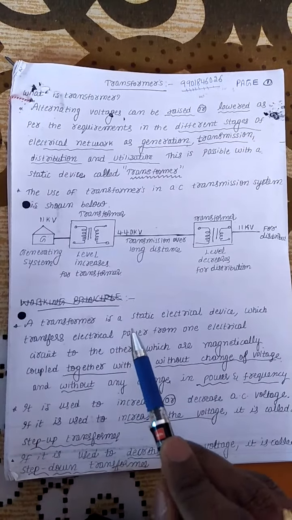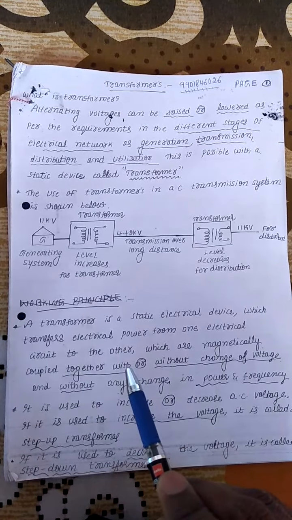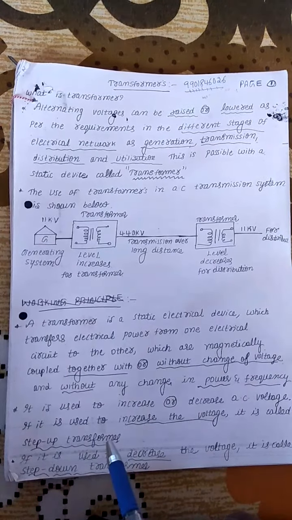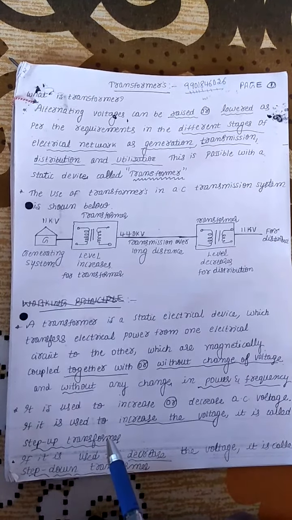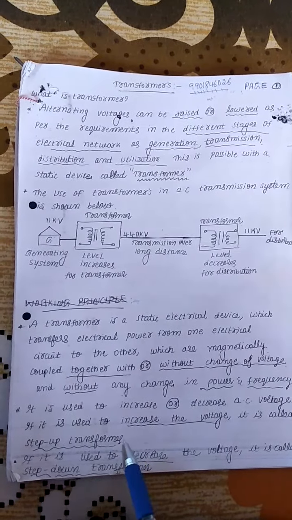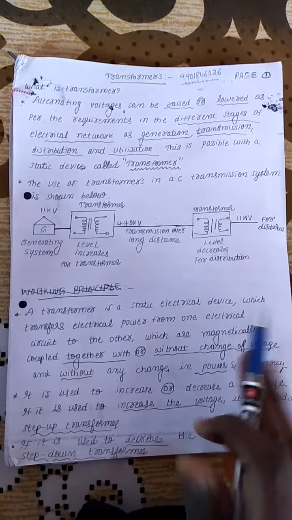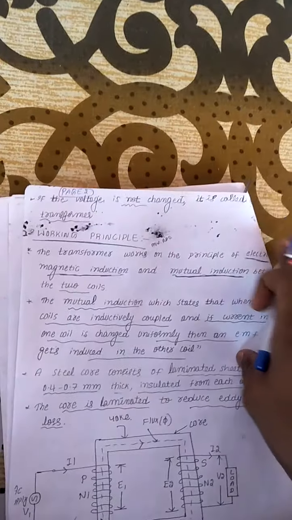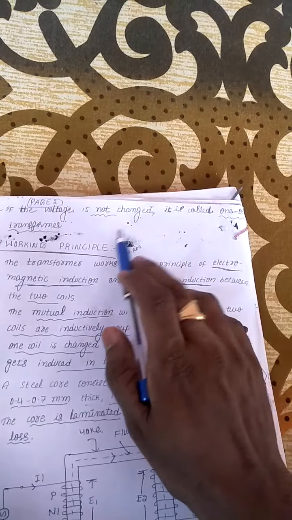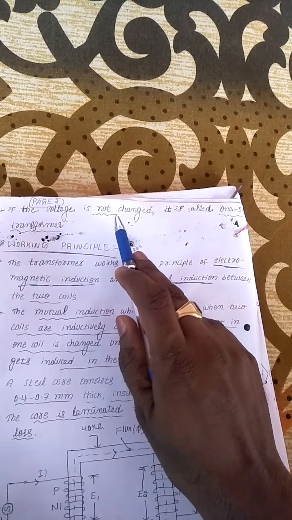Normally this transformer is used to increase or decrease the AC voltage. If I want to increase the AC voltage, then you have to use a step up transformer. If you want to step down the voltage, then you have to use a step down transformer. Of course you have a one to one transformer. In the case of a one to one transformer there will be no voltage change.